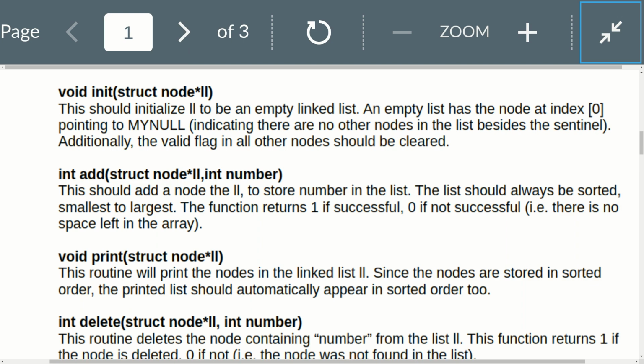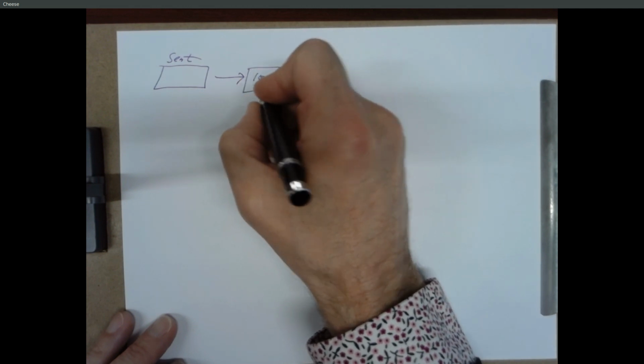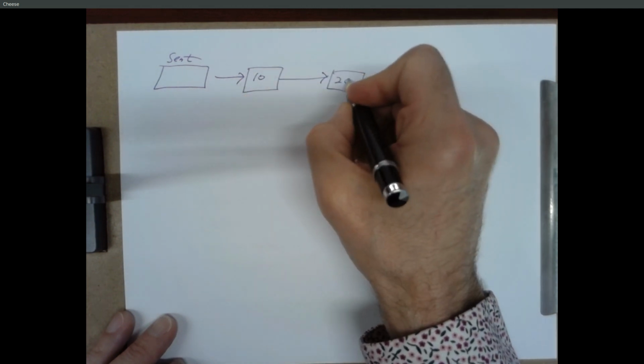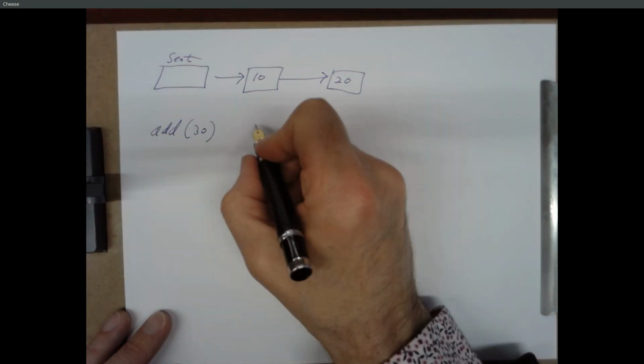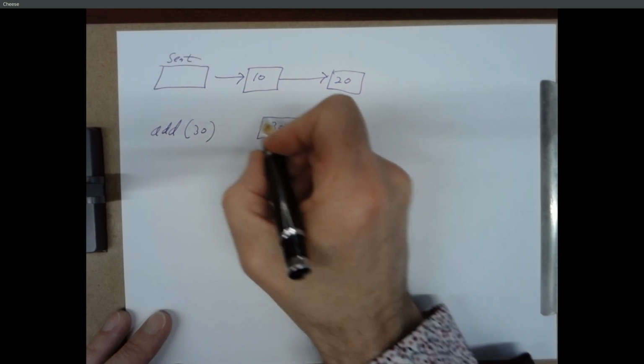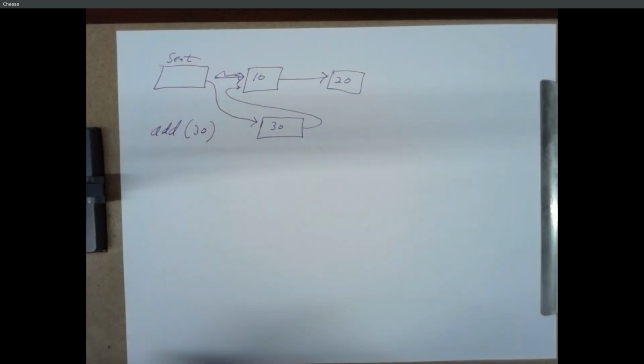Make an add function which will do the following. Here's my sentinel. And maybe that points to a 10, and that points to a 20. And if I say add 30, it should make a new node 30, have the sentinel point to that, and have the 30 point to what was the beginning of the list. Okay, that won't get you full points for PA1, but this is for development purposes only. If you can write code that will add a node to the beginning of the list, you're like 90% of the way done with your add function.